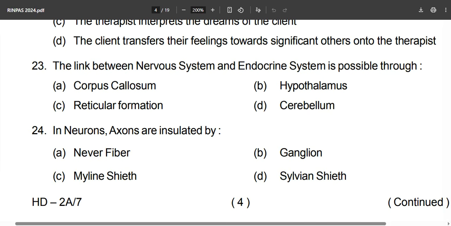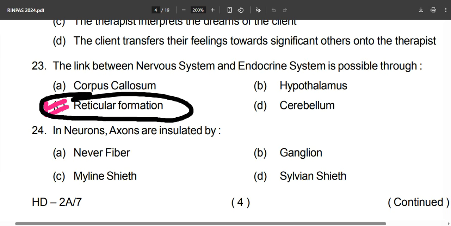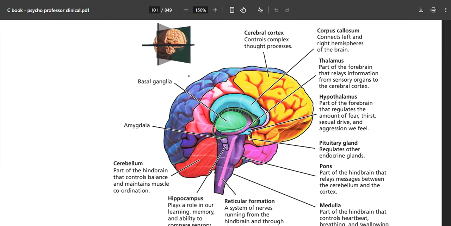Now the only thing left for us to understand is the reticular formation from the very basics. If you don't have any idea about reticular formation, make sure that you watch the video till the end. Of course you are going to watch, but make sure to understand from the very basics. Hypothalamus, cerebellum, ganglion, sylvian, and this and this and this, everything is done. So are you ready? Let's begin.